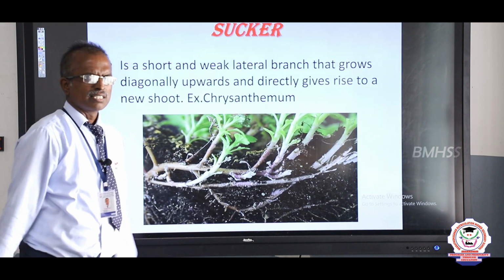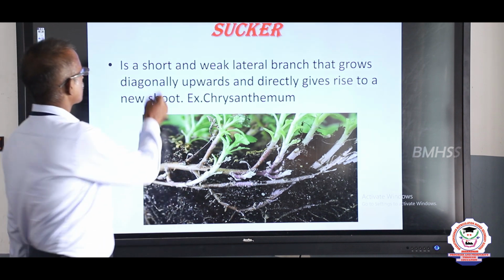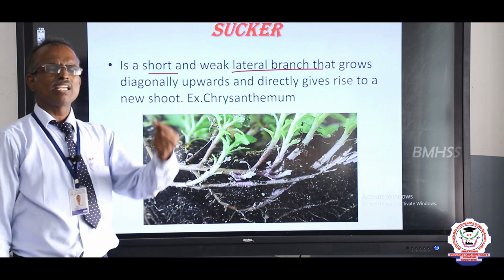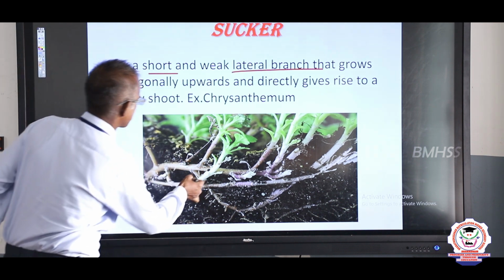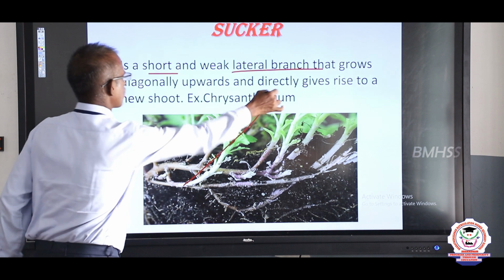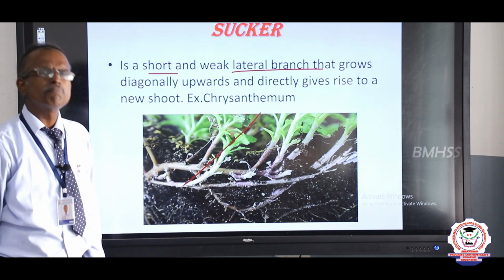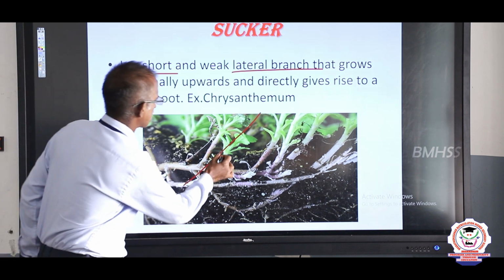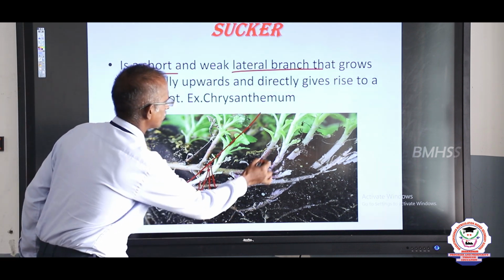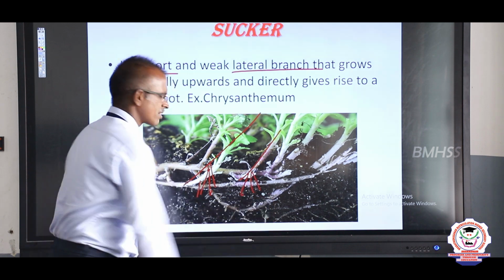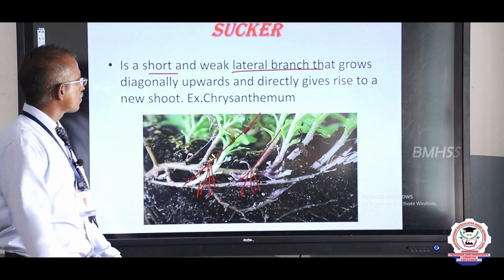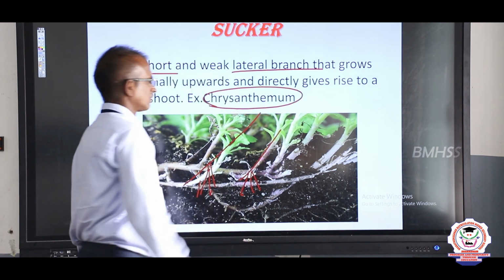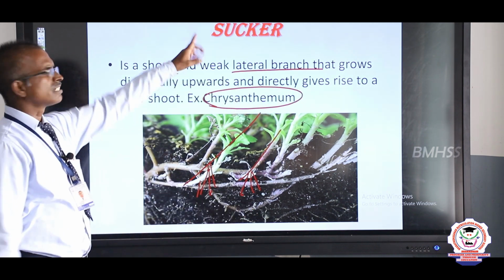Now sucker. The sucker is a short and weak lateral branch. That branch grows diagonally upwards from the soil. Directly, this part gives rise to a new plant, a new shoot. Example, chrysanthemum, samanthi poo. That is a circle.